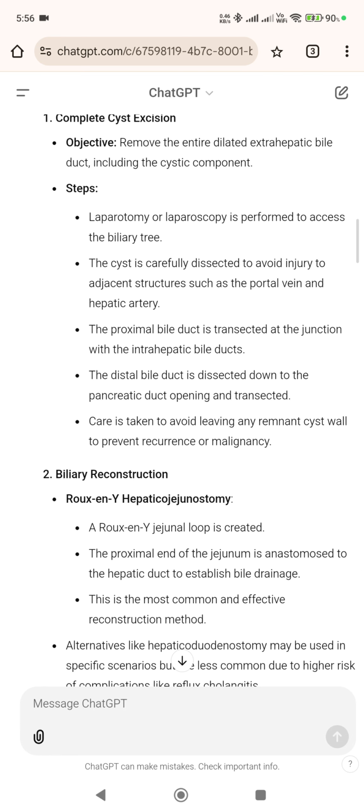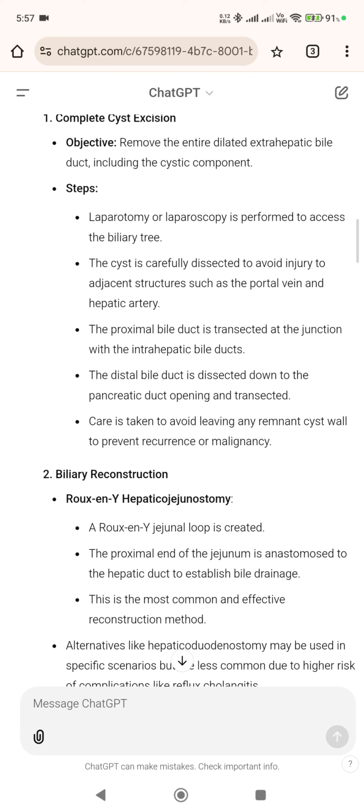Steps: laparotomy or laparoscopy is performed to access the biliary tree. The cyst is carefully dissected to avoid injury to adjacent structures such as the portal vein and hepatic artery. The proximal bile duct is transected at the junction with the intrahepatic bile ducts. The distal bile duct is dissected down to the pancreatic duct opening and transected. Care is taken to avoid leaving any remnant cyst wall to prevent recurrence or malignancy.